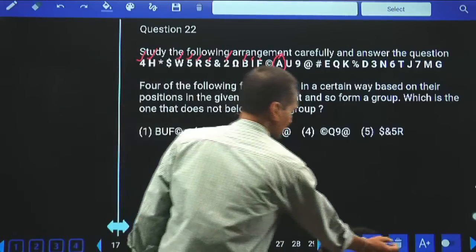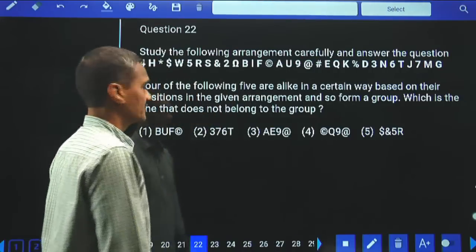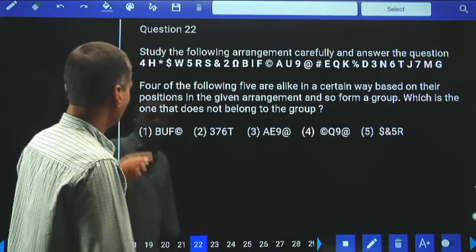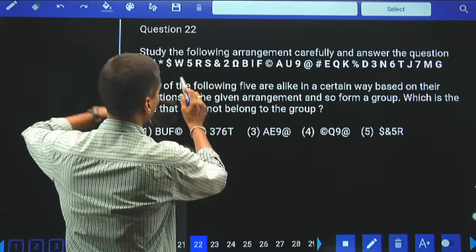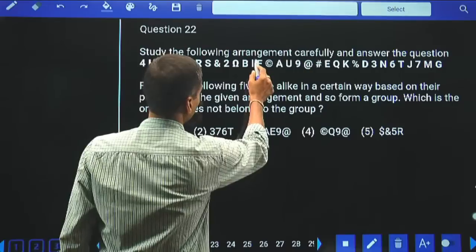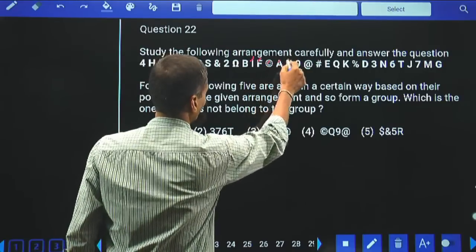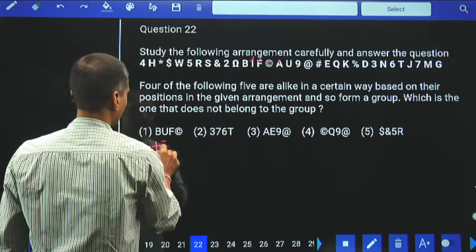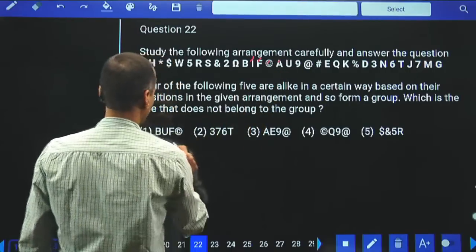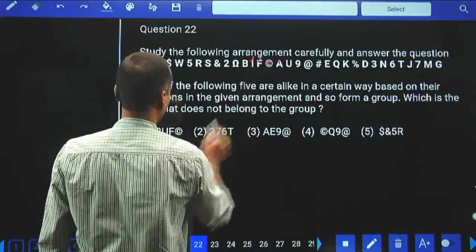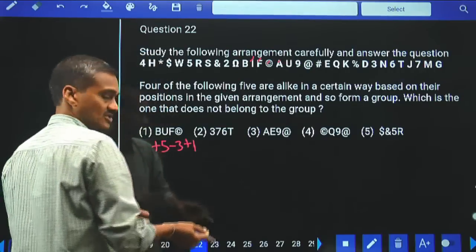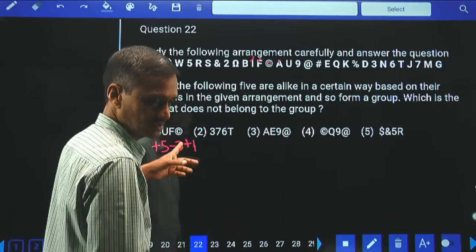Done with this? Then coming to 22. Four out of the following are similar and one is an odd man out. Then the relation between B and U. Where is B? B to U: 1, 2, 3, 4, 5, plus 5. U and F: 1, 2, 3, minus 3. F and copyright: plus 1. Plus 5, minus 3, plus 1 is the relation.